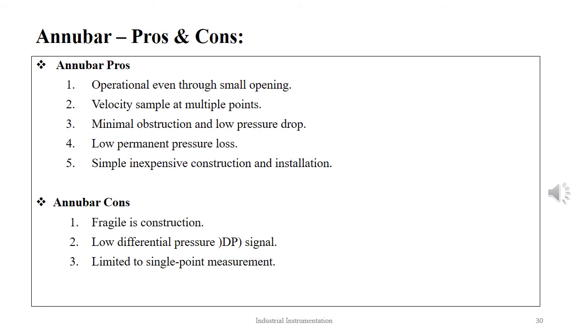Advantages that Anova offers are: they are operational even through small openings. The velocity sample can be taken at multiple points. Minimal obstruction and low pressure drop, low permanent pressure loss, and simple inexpensive construction and installation. However, the disadvantages are fragile construction, low differential pressure, and limited to single point measurement.